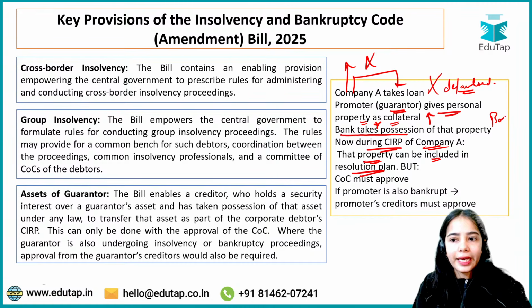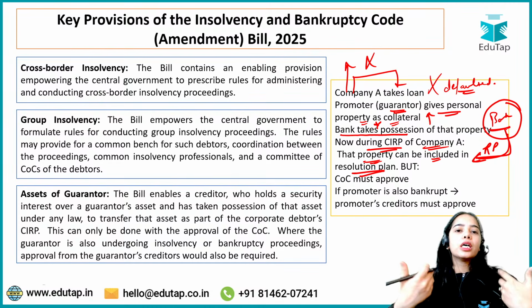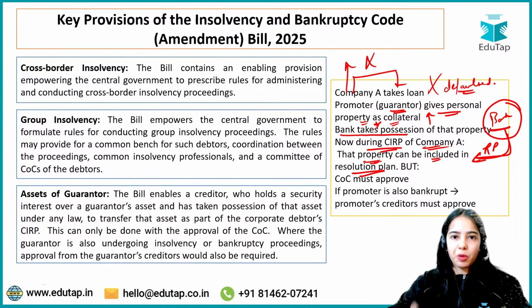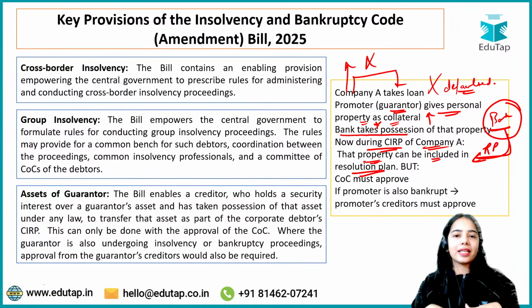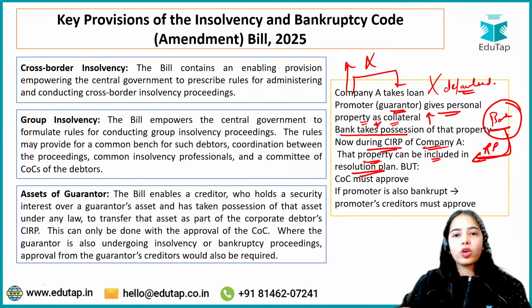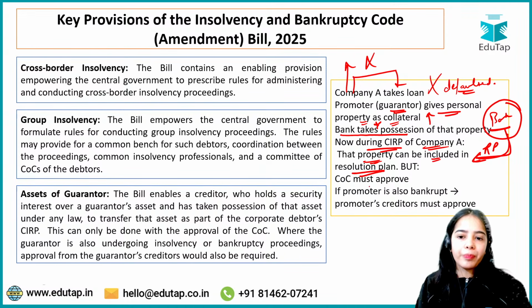The bank has agreed to include the property that it had taken under its control. The bank agrees to put this property under the resolution plan because it knows that if the bank itself sells the property, it will not be able to gather much. But under the corporate insolvency resolution process, maybe more money can be retrieved for this asset. Okay, but the committee of creditors must approve.